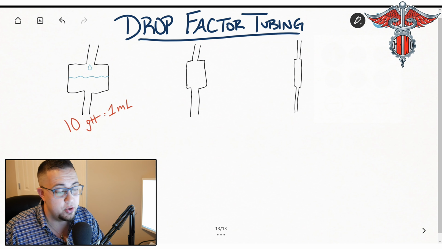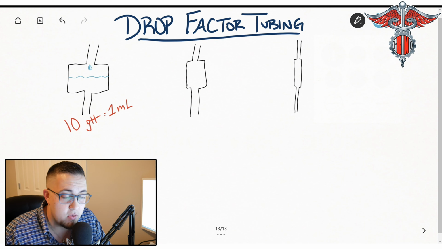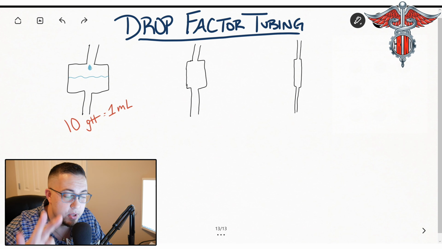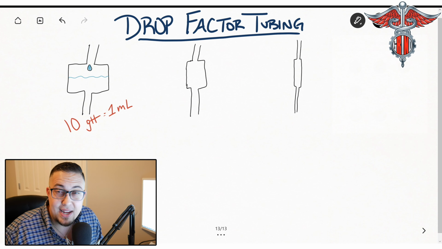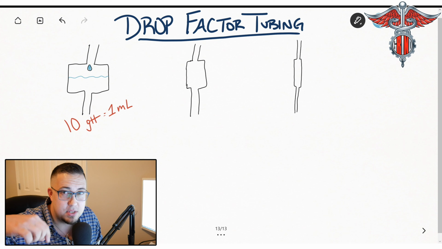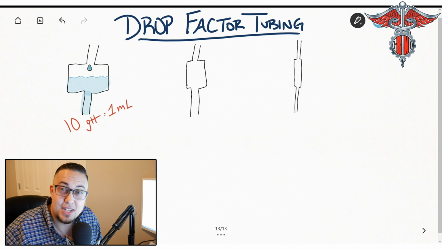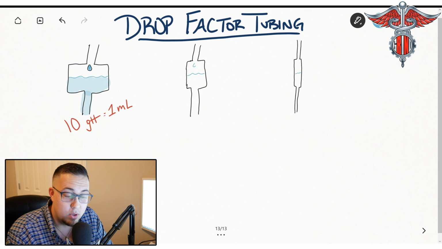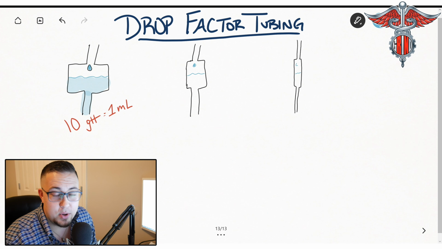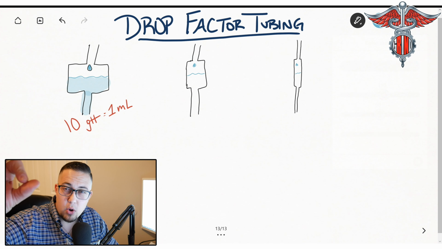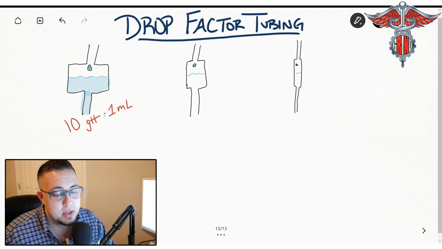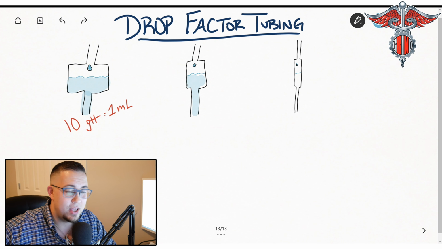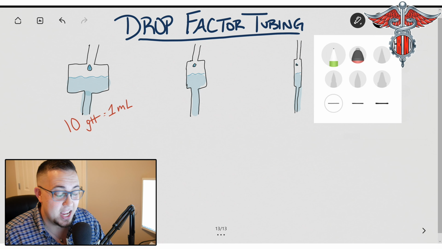As we continue on, you can see now we get a little bit more narrow. Now these drops are a little bit smaller because the bore of the tubing is a little bit smaller. And due to that fact, now it's going to take 20 drops of these smaller drops to equal 1 mil. That is a 20 drop per 1 mil tubing. And then as you go down the line, now we're getting even more narrow, even smaller bore tubing. So now these drops of normal saline are even smaller. So now it's going to take 30 drops of fluid to equal that same 1 milliliter of fluid.